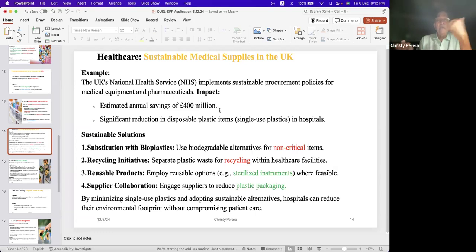For us, it's a very big amount. We are begging IMF people to get 330 million, that part of our loan. But they are saving without any problem 400 million pounds. It's more than 400 million, about 500 million dollars. Estimated annual savings, right? Only from NHS, National Health Service. Significant reduction in disposable plastic items. They have reduced single-use plastics.